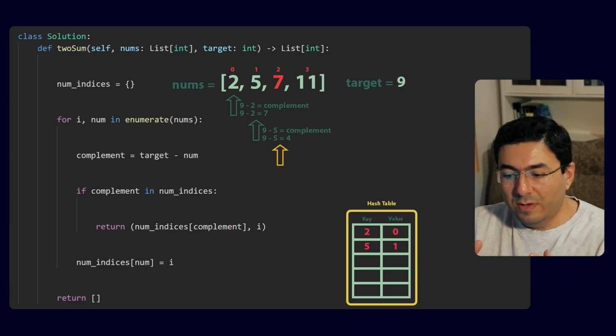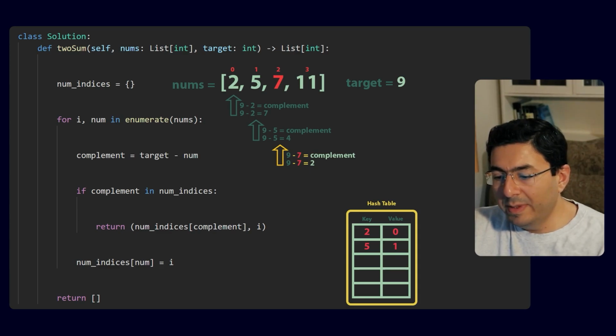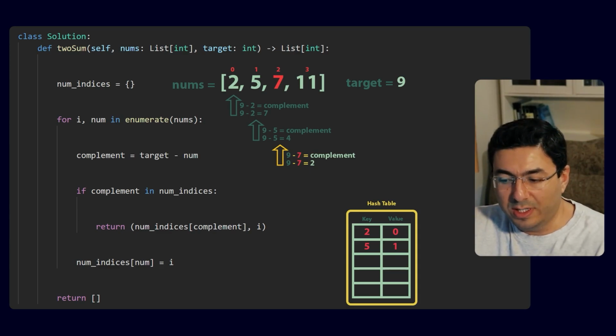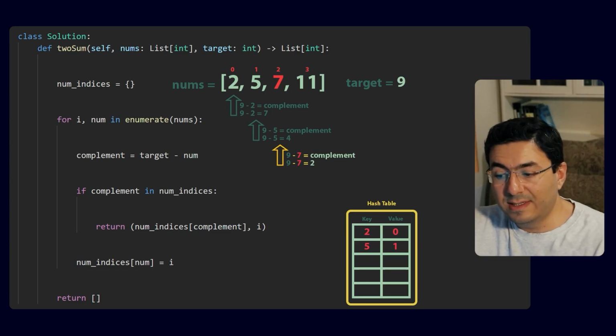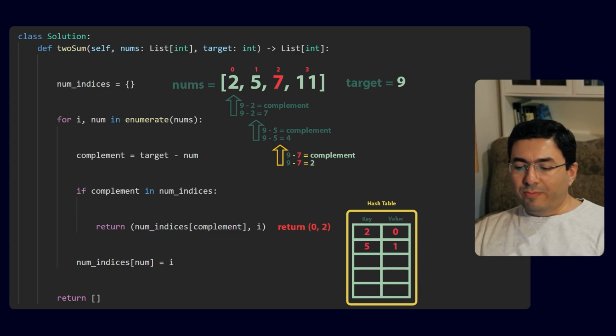On the third iteration of the loop, i would be 2 and num would be 7. We calculate the complement of the current element with respect to the target. In this case, the complement would be 9 minus 7 equals 2. Next, we check if the complement exists in the num indices dictionary. Since 2 is already in the dictionary with a value of 0, which is the index of the first element in the array, we return the indices of the current element and its complement as a tuple. So in this case, the function would return 0 and 2.